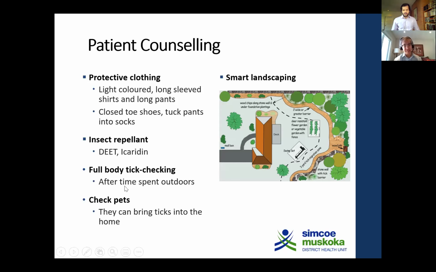There's insect repellent, and full body tick checking is also important for people who spend a lot of time outdoors. Have either yourself look at your body in the shower, or someone else look at your back or your hair. Pets can also sometimes bring ticks into homes. And if you live in an area with a lot of bush and wooded areas, there are landscaping solutions to have a barrier so that your backyard is at less risk of having ticks.